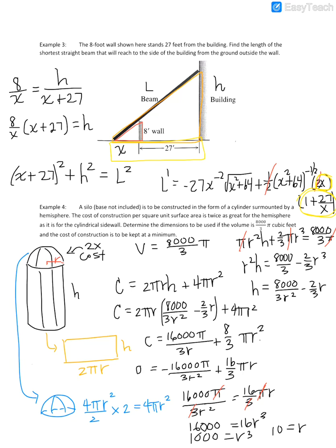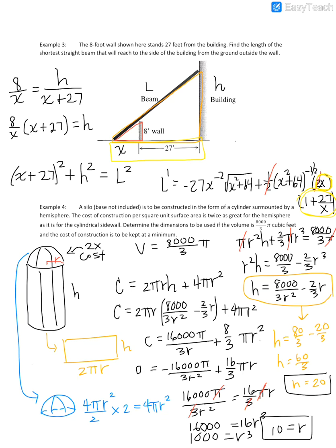I'm going to come right back up here. I'm going to find my height by plugging in 10 into this equation that I solved for h. I'm going to keep it in orange. Why not? Okay, so I'm going to have h equals 10 squared is 100, so the bottom is 300. If I cancel 2 zeros, I get 80/3 minus 2/3 times 10 is 20/3. So this is 60/3, which is 20. And those are my answers. It said determine the dimensions to be used. Done.